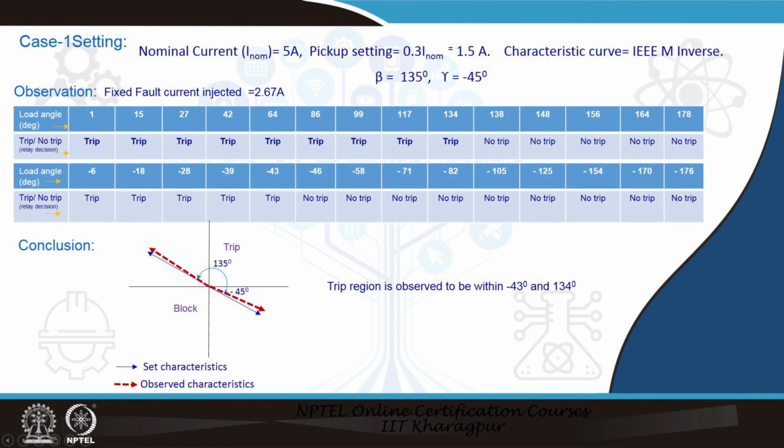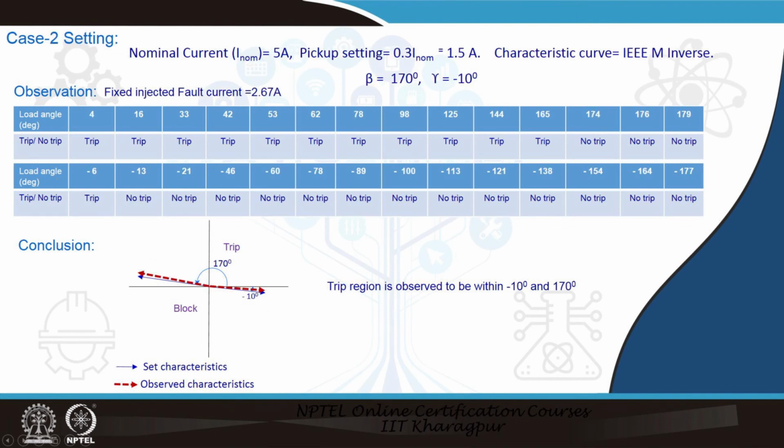Another case for our checking: again we set the current to be the same and the same IDMT curve, but beta is changed to 170 degree and gamma is changed to minus 10 degree, and we took all the observations like that. We see in this table, in the positive region, the boundary is where the trip is at 165 and no trip is at 174, so in between happens to be this beta of 170. In the negative region, the trip and no trip happen between minus 6 and minus 13, so we say the gamma is minus 10.